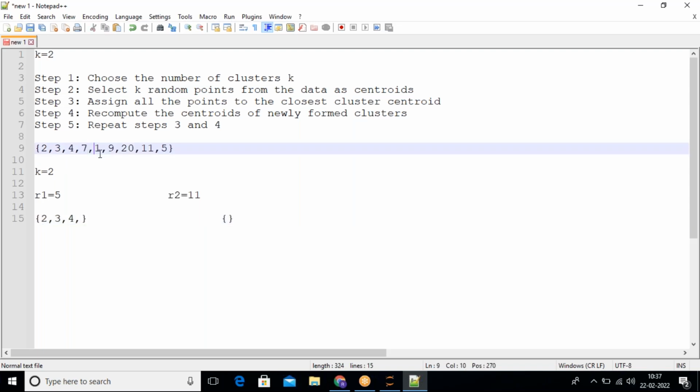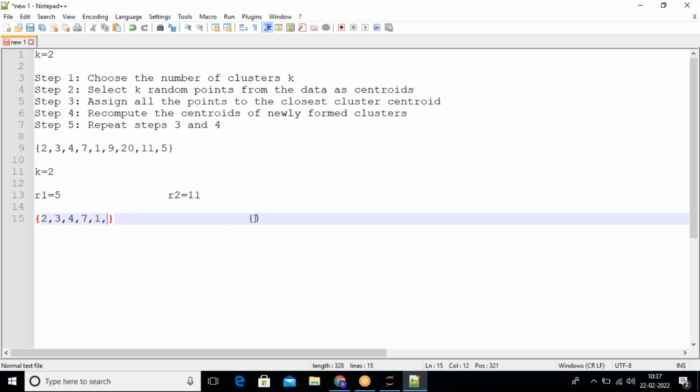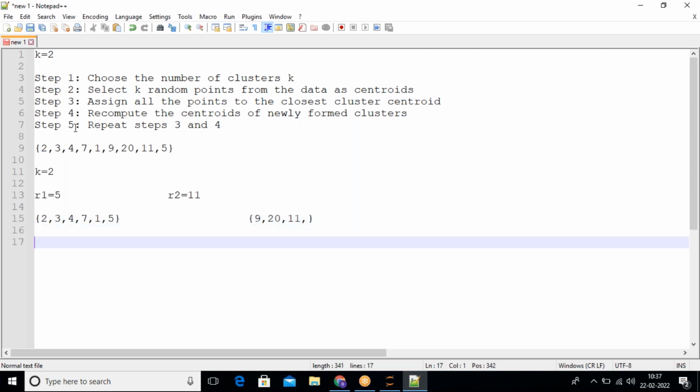Which is 7 closer to? Sir, 5 only, because of the distance. 1 is closer to 5. 9, I think it's closer to 11. Yes, it's closer to 11. Then 20 and 11 are closer to 11, and 5 is closer to 5. Okay, so that's it. Done.